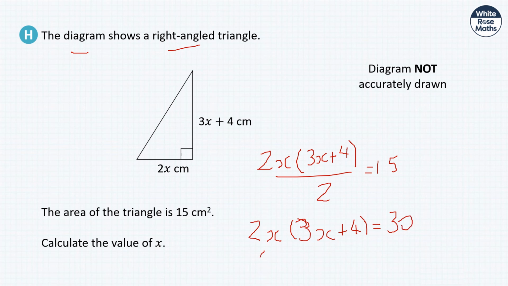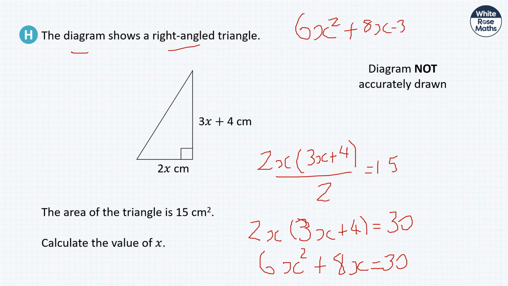Expand this bracket out, so I'll get 6x squared plus 8x is equal to 30. Bring the 30 over to the left hand side, so I've got a quadratic, so minus 30, so I'll get 6x squared plus 8x minus 30 is equal to 0. Okay, I can divide the quadratic by a factor of 2, so I'll have 3x squared plus 4x minus 15 here is equal to 0.